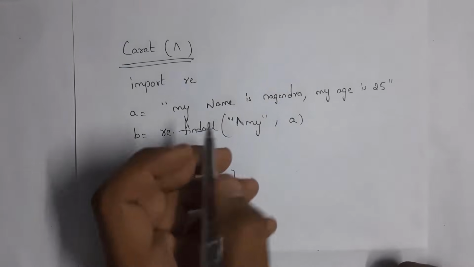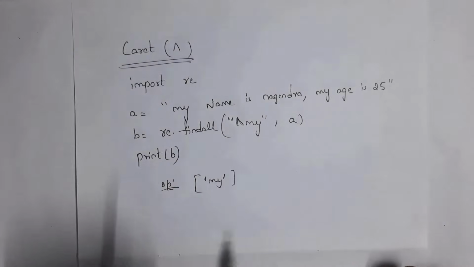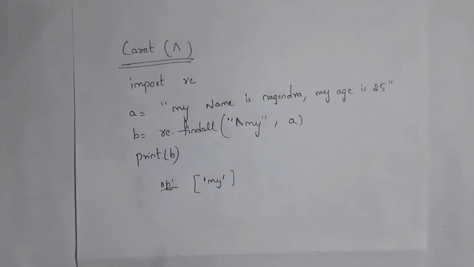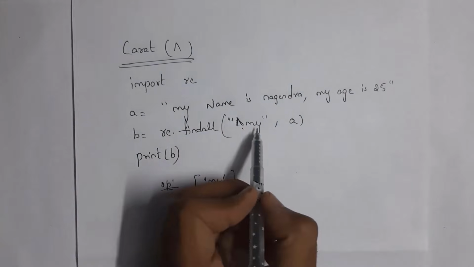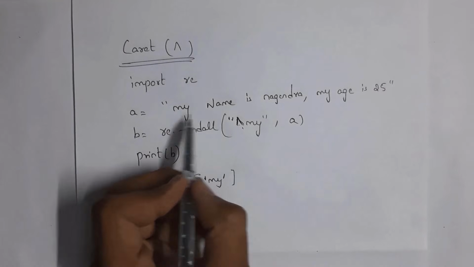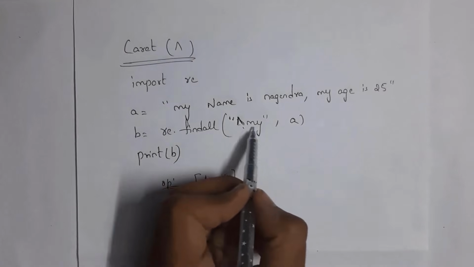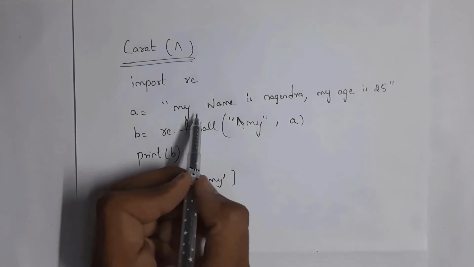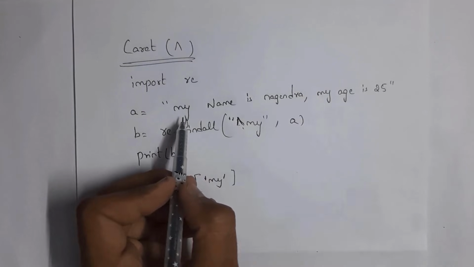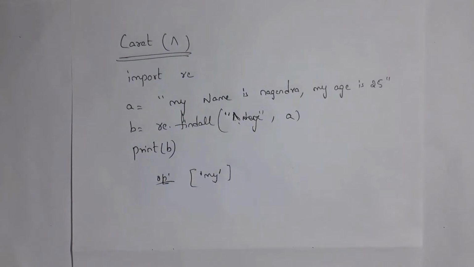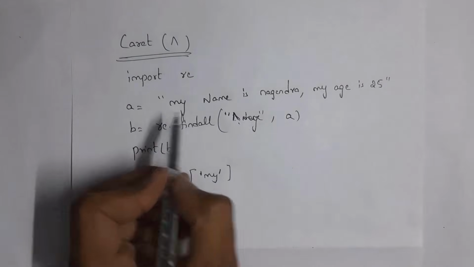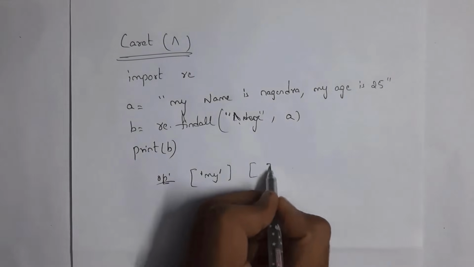Guys, whenever you write the caret symbol inside square brackets, that means it is complement. But whenever you use the caret symbol like this, that means it is used to search whether characters are available at first or not. Here I gave my. So it will check whether my is available at first or not. If my is available at first, you will get the output my. For example, if I write here name, then it will check whether name is available at first or not. Name is not available at first, so it will display an empty list.